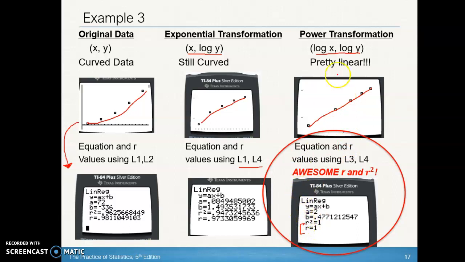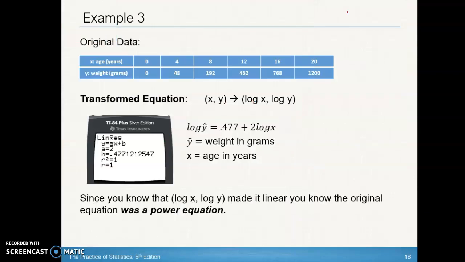That actually means it's a perfectly linear relationship when I take the log of X and I take the log of Y, okay? So knowing that the log of X and log of Y made it linear allows me to know that this is a power transformation, which means my original graph was in the form y equals a, x is your base, and then you had some sort of exponent at the top, okay?